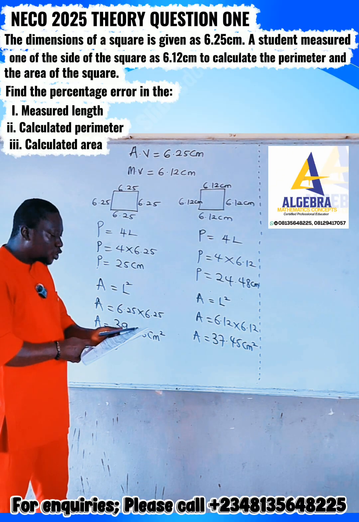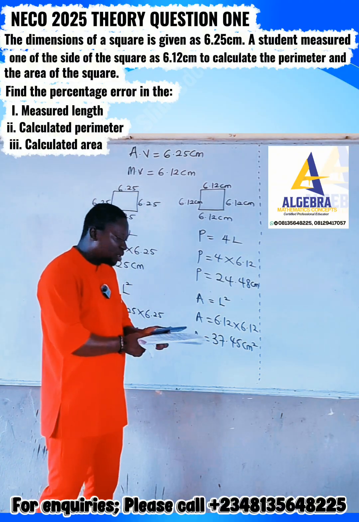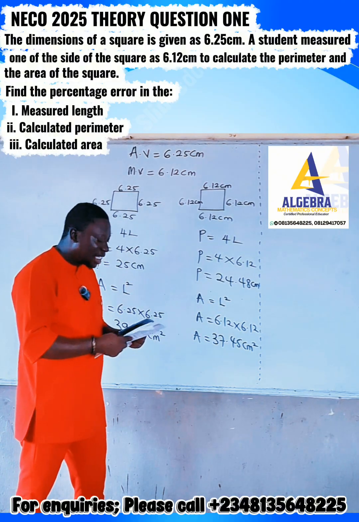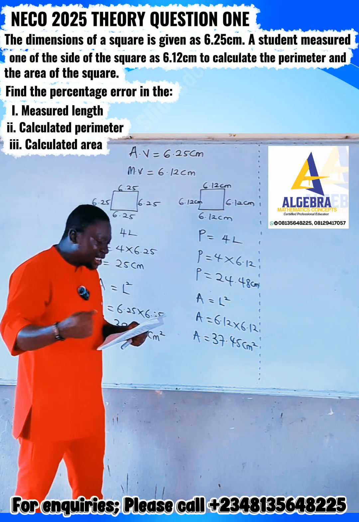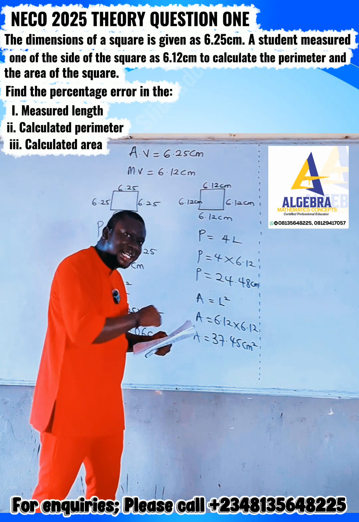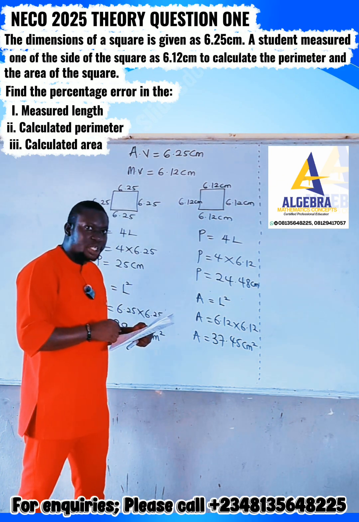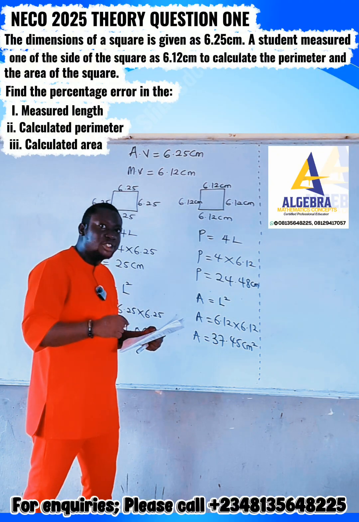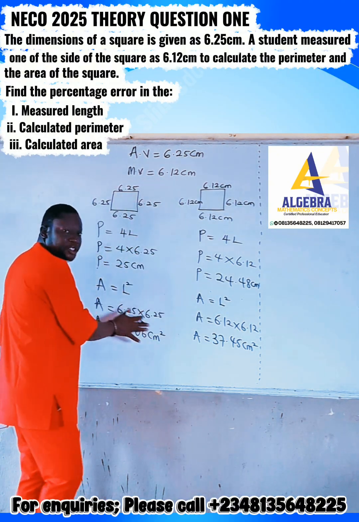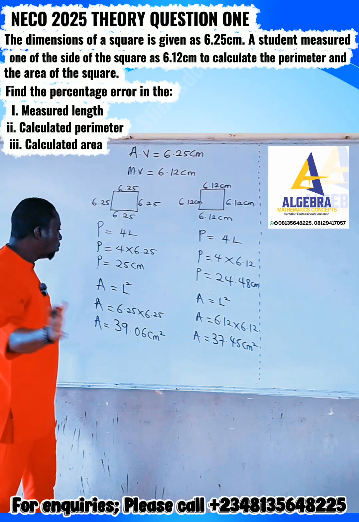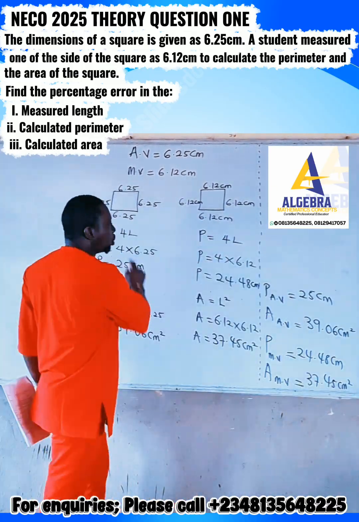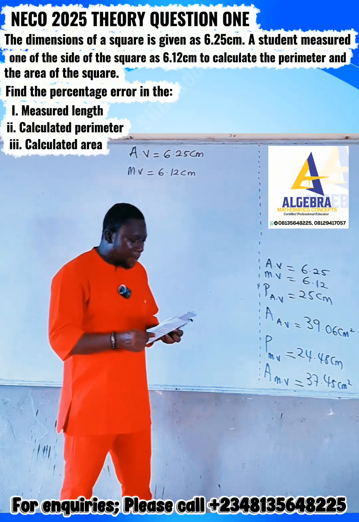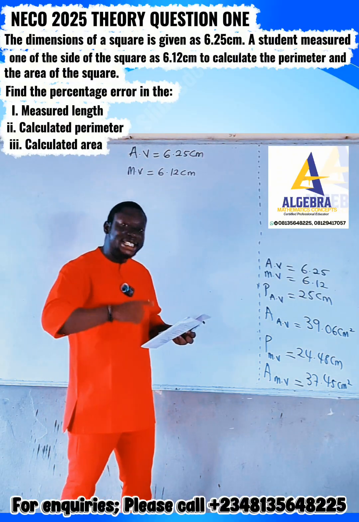Now the first question they asked us, we have addressed that first question. Now the second, Roman figure 1. It says find the percentage error in the measured length. Let me clean this part and solve the other part. Before I do that, let me write this. Roman figure 1: find the percentage error in the measured length.